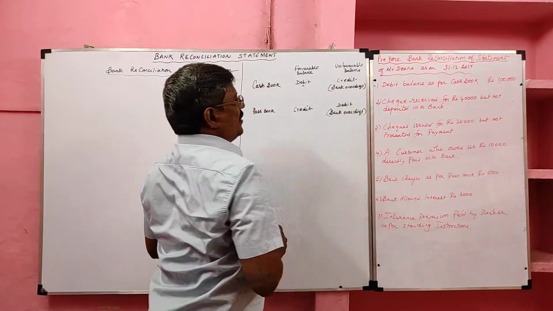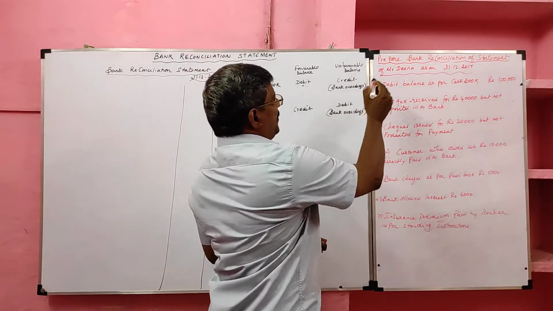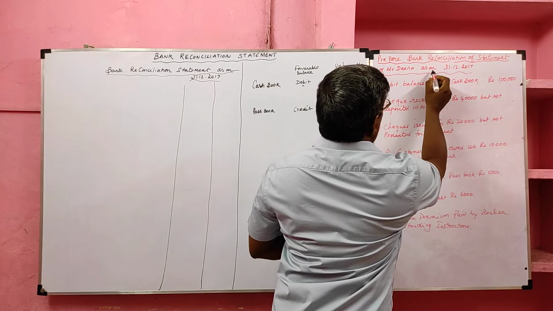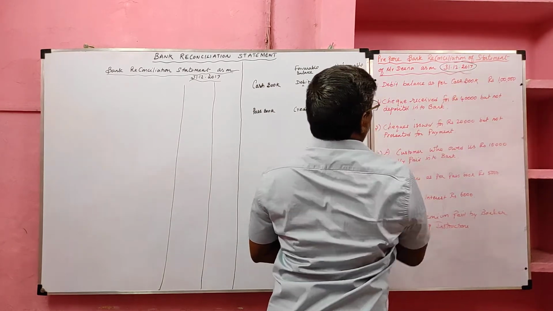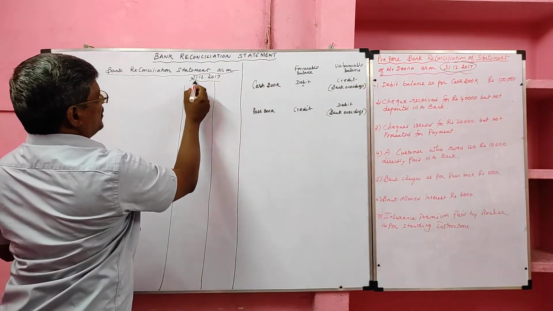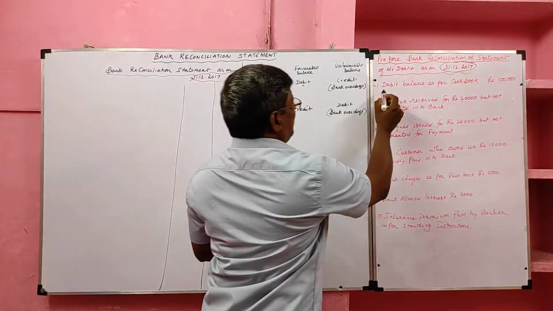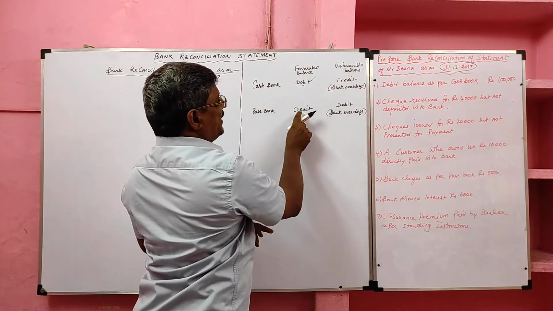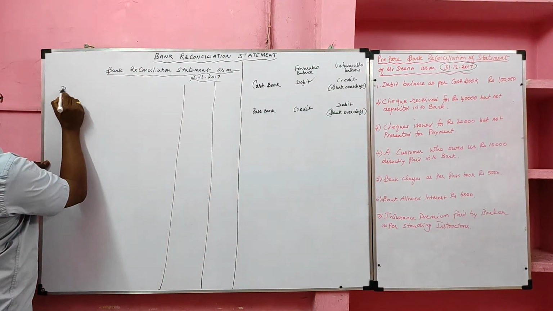Now we are going to solve the problem. Students, look at the problem. Prepare bank reconciliation statement of Mr. Dina as on 31st December 2017. The date is very important. Now I am going to prepare the bank reconciliation statement as on 31/12/2017. Here the debit balance as per cash book is given. We have to find the credit balance as per passbook.